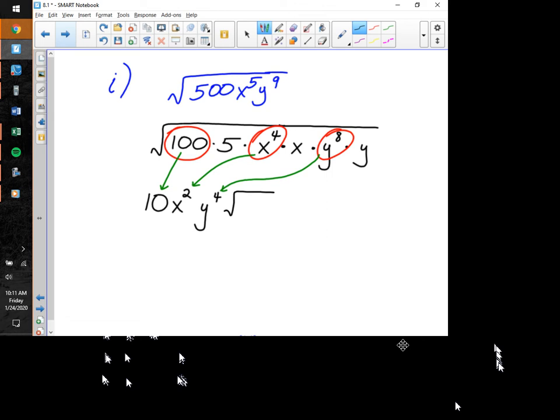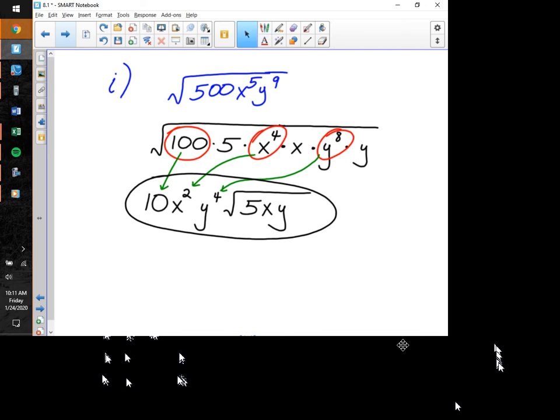But there are numbers that are trapped under the radical that we can't pull out because they're not perfect squares. What did we not bring out, everybody? A 5 times x times y. Do you guys see any perfect squares now that divide evenly into any of these numbers here? No? Then we're done. This is our answer, guys. 10x squared y to the 4th multiplied by the square root of 5 times x times y.